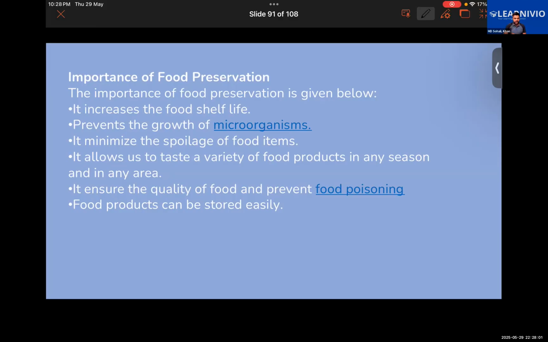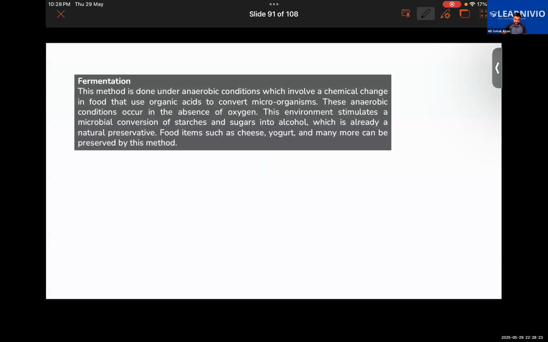Then it ensures the quality of the food and prevents food poisoning. If food is left in the open, there are chances of food poisoning, obviously, but if it is kept in the refrigerator or given a proper chemical treatment, then it can prevent food poisoning. Also, food products can be stored easily in this manner. So that was the advantage of this.